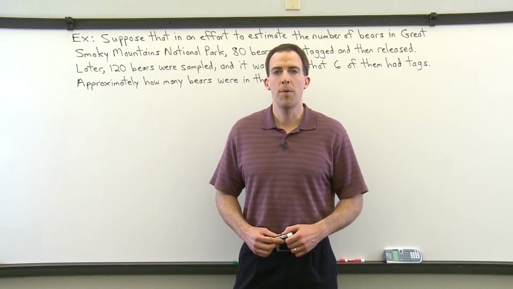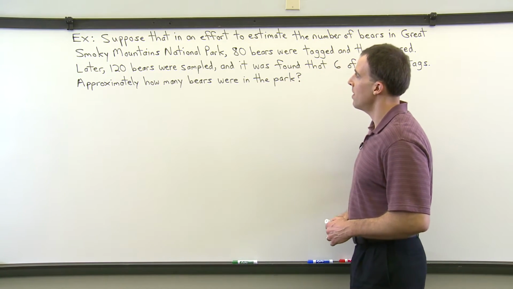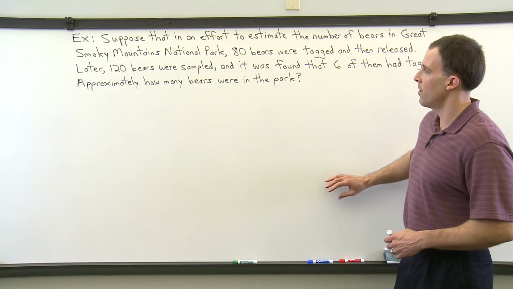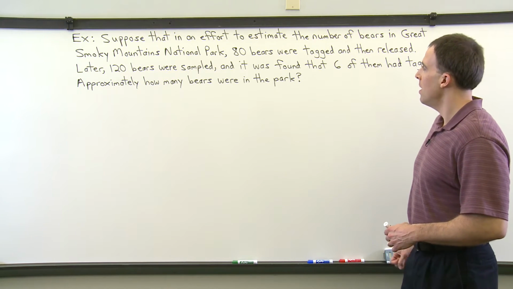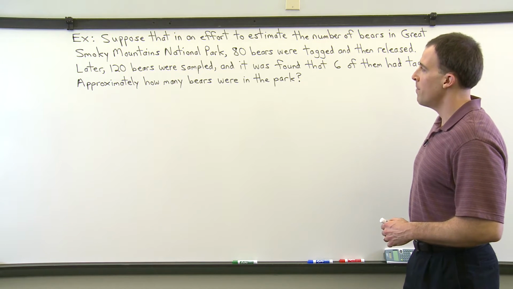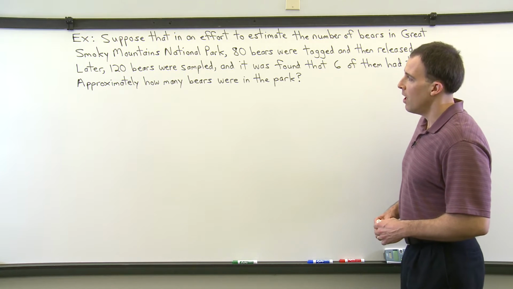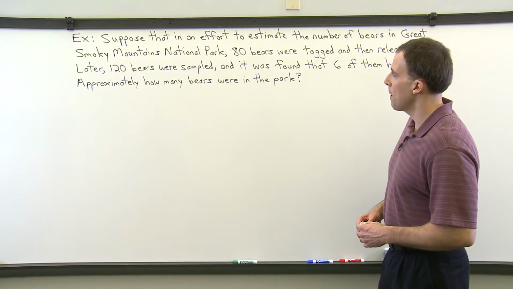Here's an application of a proportion. In this example, suppose that in an effort to estimate the number of bears in Great Smoky Mountains National Park, 80 bears were tagged and then released. Later, 120 bears were sampled, and it was found that 6 of them had tags. Approximately how many bears were in the park?